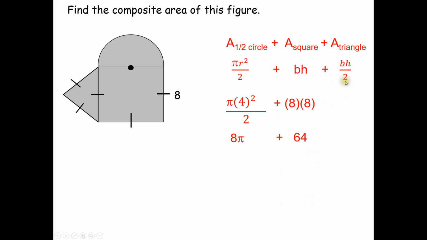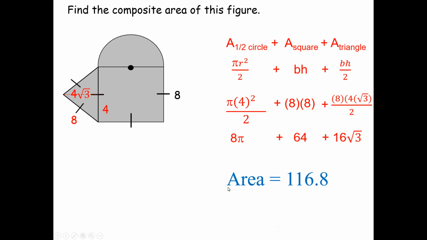And then base times height divided by 2 for this triangle. I need the height, right? Because I know what the base is. The base is 8. Okay, so this is 8. This is 4 divided by 2, and then you multiply by radical 3. So 4 radical 3 is the height. Okay, so base is 8. Height is 4 radical 3. 8 times 4 is 32. Divided by 2 is 16 radical 3. Okay, 16 radical 3. And then you just put it all into a calculator and 116.8.